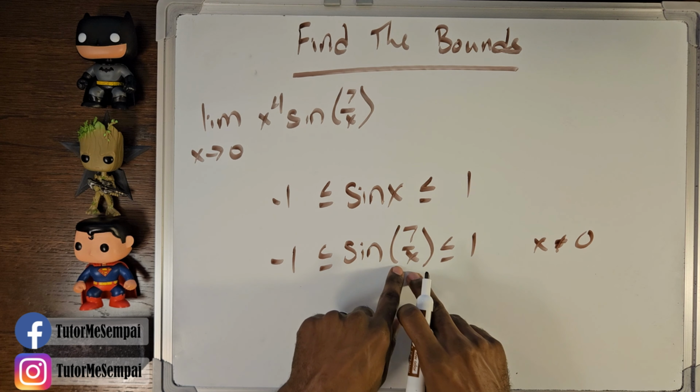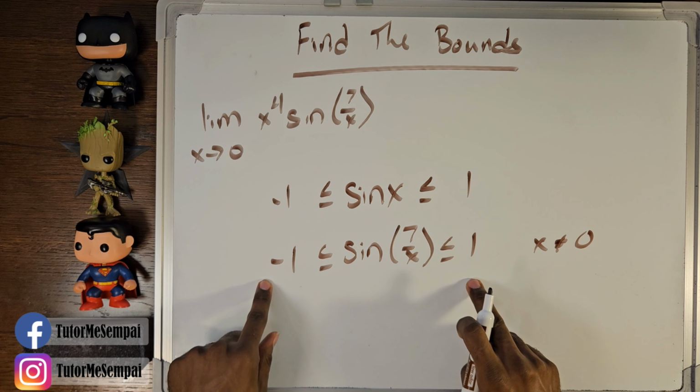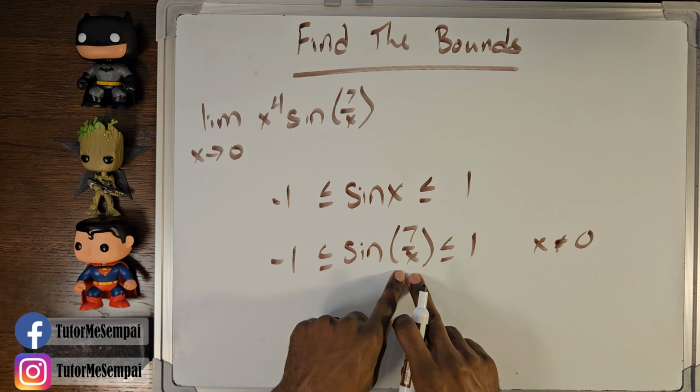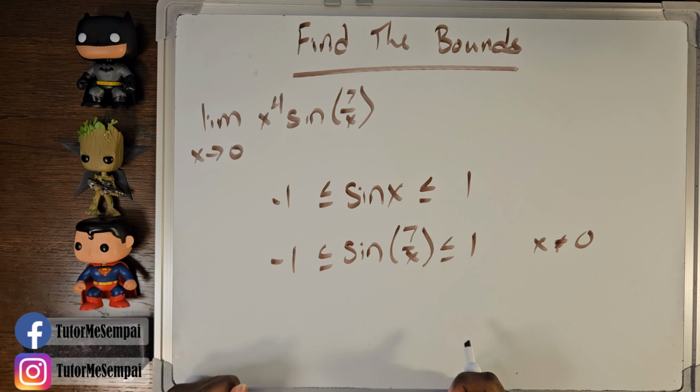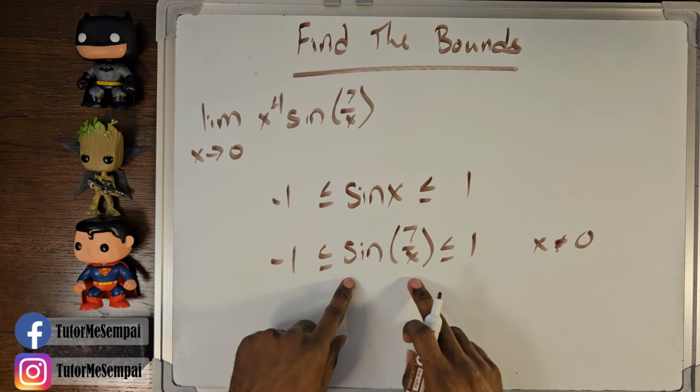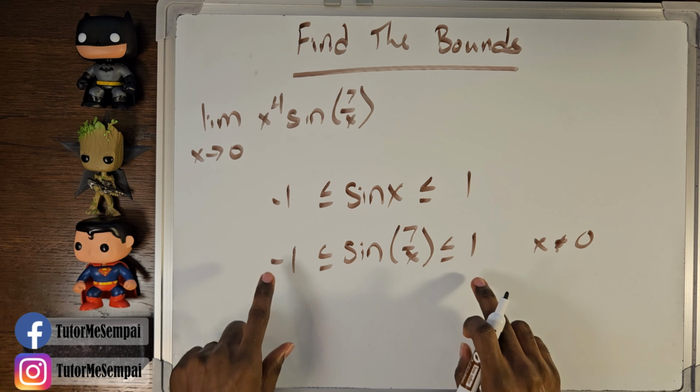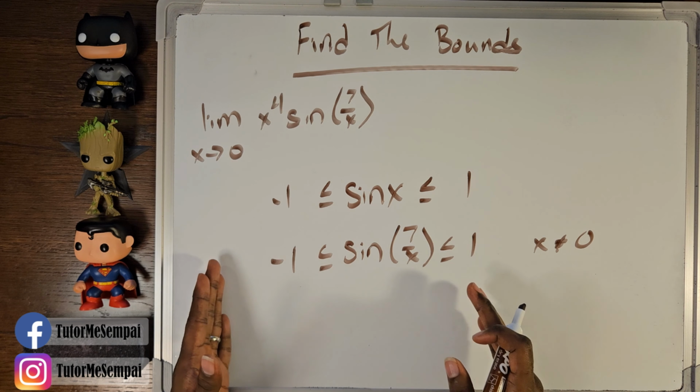For every value that's in sine, this is true. So wherever x is not 0, this is defined. Therefore, this should be the same as that, right? We have sine of x, and now we have sine of 7 over x. But it still has bounds between -1 and 1.